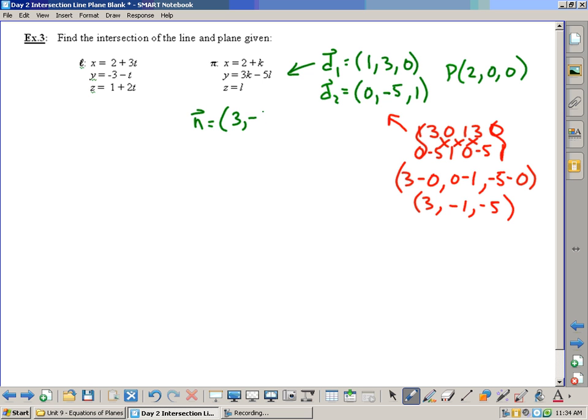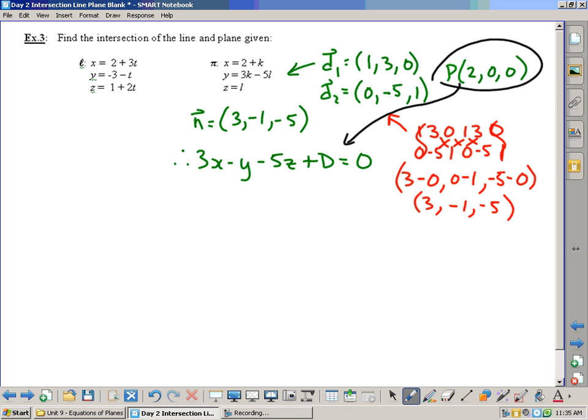So normal is 3, -1, -5. Which means I have almost my whole answer, 3x minus y minus 5z plus d equals 0. Next then I'm going to take my p value, plug it in to get my d value. So the 2 and the 0 and the 0 plus d equals 0. So obviously that means d equals -6. And therefore, we've got the scalar equation.